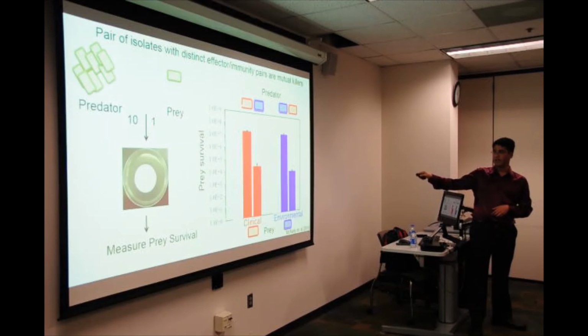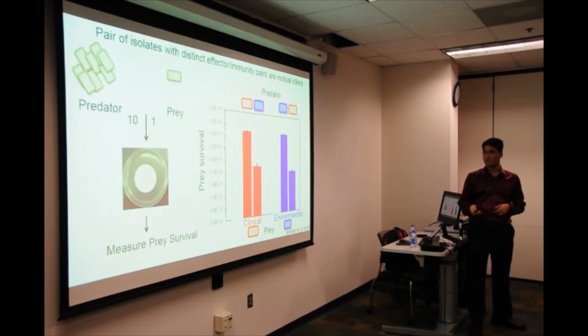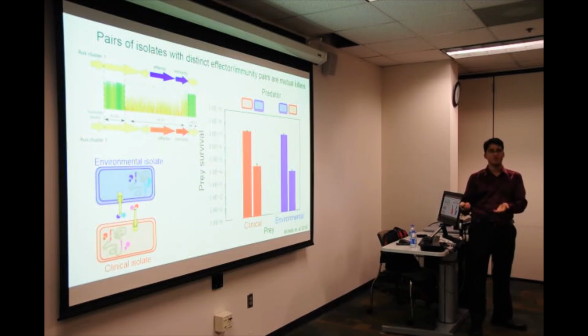I'm competing a red clinical isolate against self, and you can see that you get very high CFU counts. But if you use the environmental isolate that's colored blue as the predator and compete it with the clinical isolate as a prey, you can see that the CFU survival, or the number of CFUs that you get, goes down. So this indicates that the blue environmental isolate is capable of killing the red clinical isolate. If you switch it around, again, the blue predator cannot kill self, but the red predator can kill the environmental isolate, which is blue. So they are mutual killers, they can both kill each other. And the reason that they're mutual killers is because they encode different effector immunity proteins.